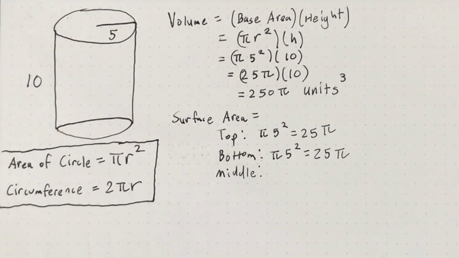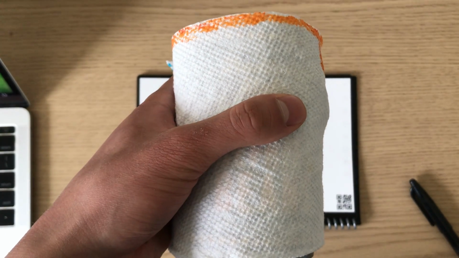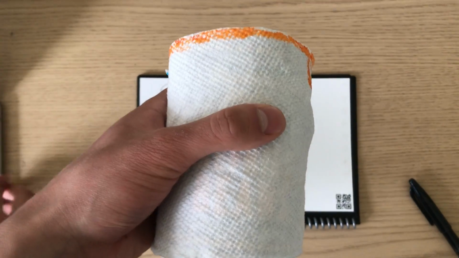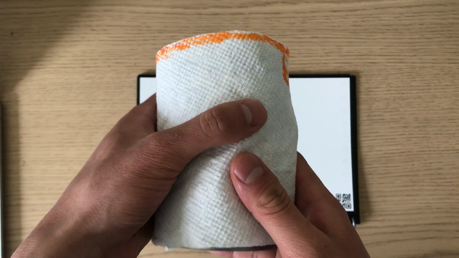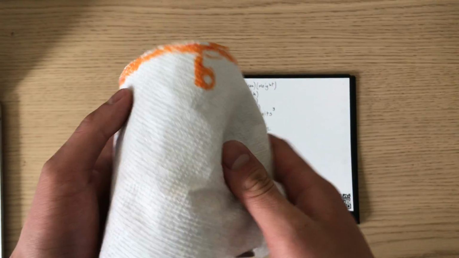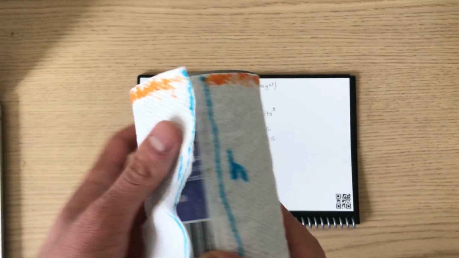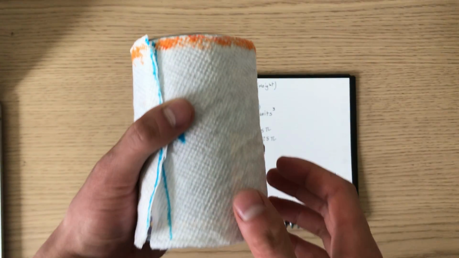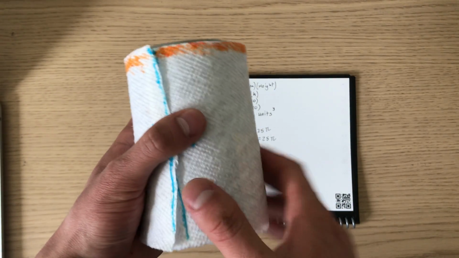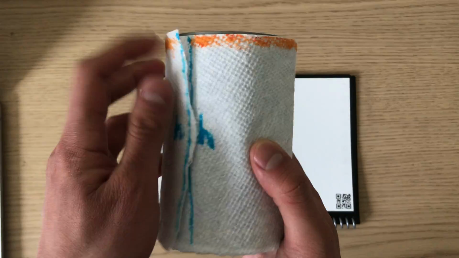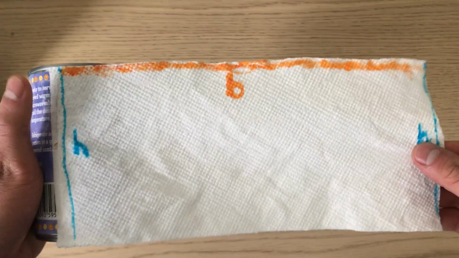Okay, so now the question becomes, how do we find the area of the middle? Or a fancy way of saying it, how do we find the area of the lateral surface? Lateral meaning side. Let me just show you a quick demonstration. So here's a can. Watch what happens when I unwrap. Finding the area of the middle is basically finding the area of this paper towel that's completely wrapping the can. So if I unwrap it, notice what shape this becomes.